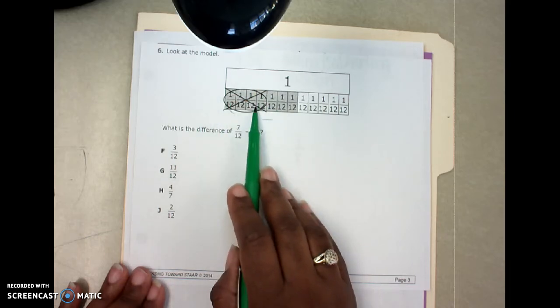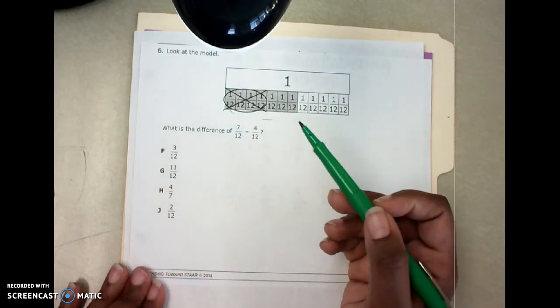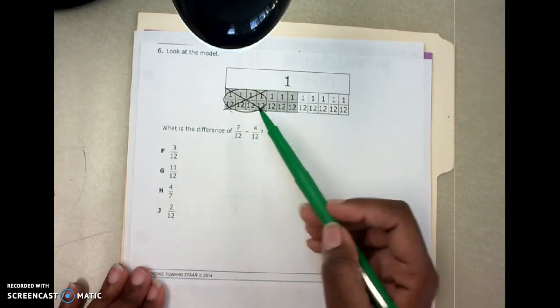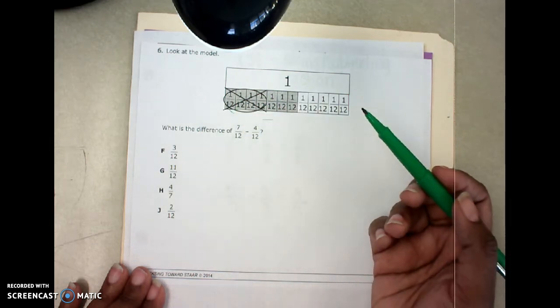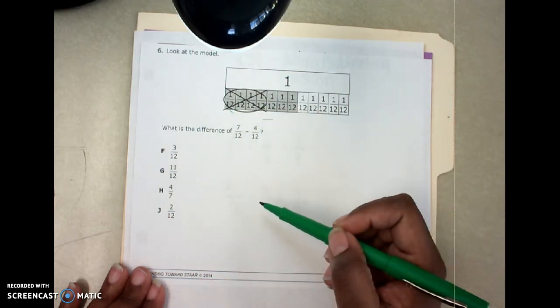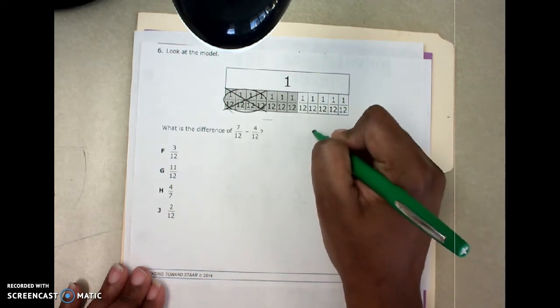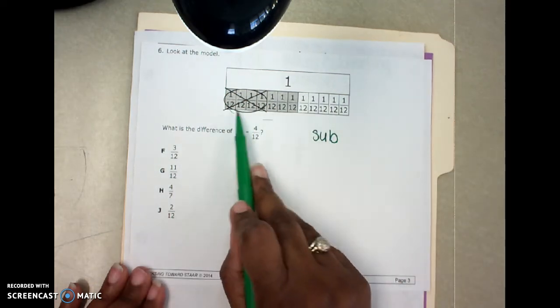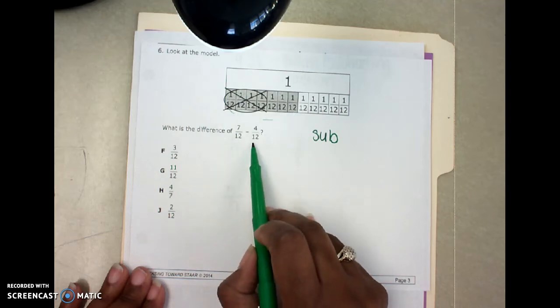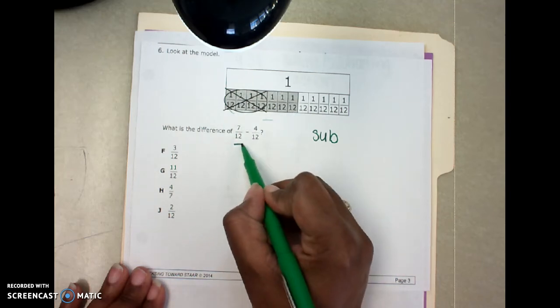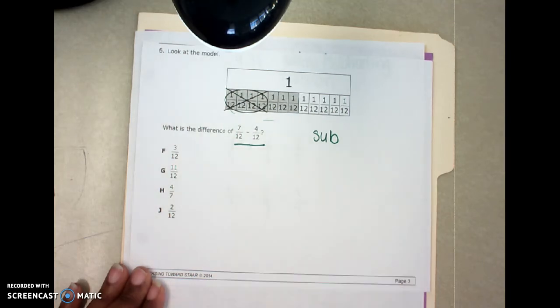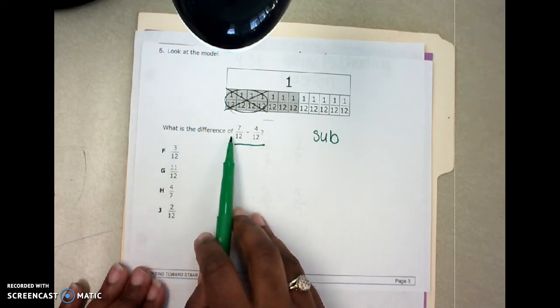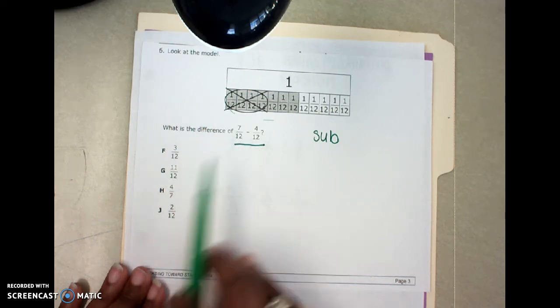crossed out. Now, what operation do you think would mean cross out? Do you think that would be addition or subtraction? You're correct. We are subtracting. And what are we subtracting? 7 12s minus 4 12s. And look, they have it written down right there for you. What is the difference of 7 12s minus 4 12s?